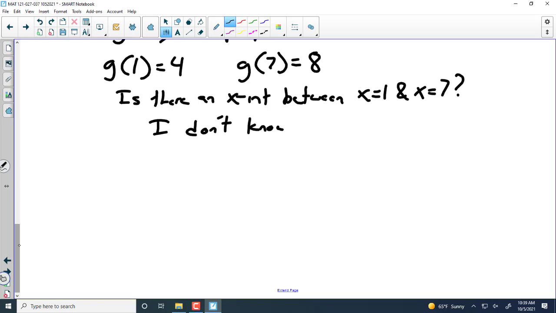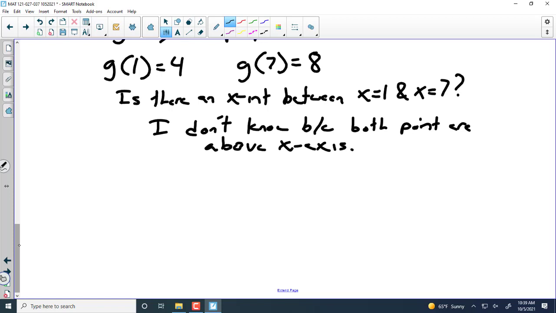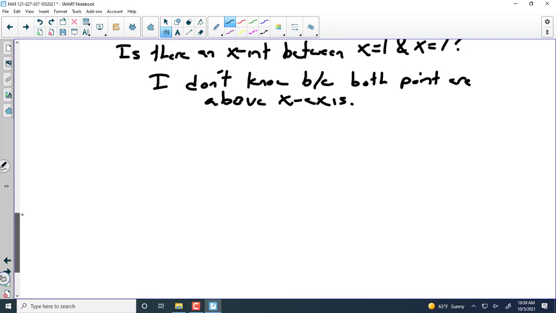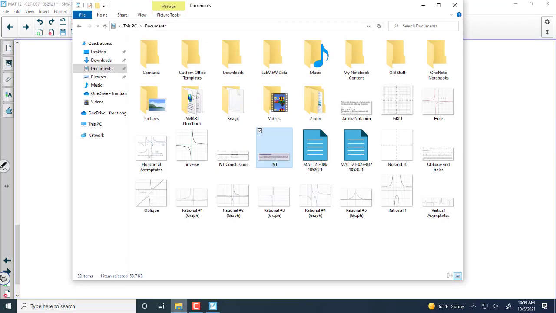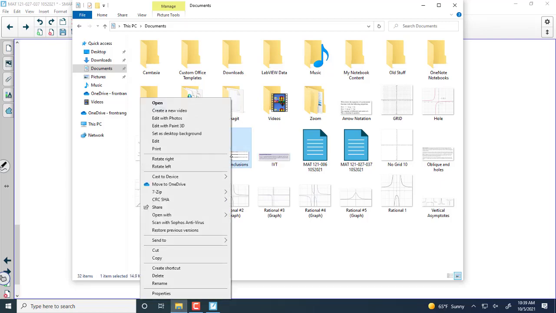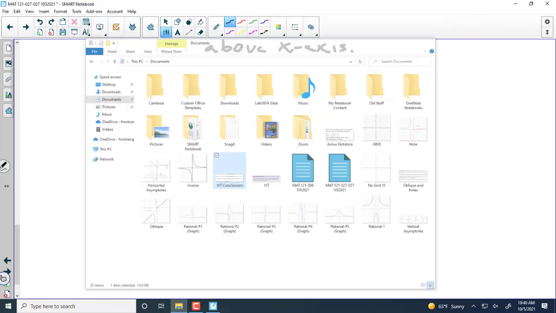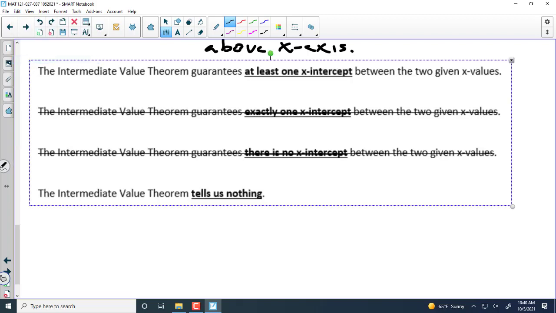I don't know because both points are above the x-axis. So, here's what I came up with for you. When someone asks you to use the intermediate value theorem, there are several things you might want to try and tell people. You might want to say that the intermediate value theorem guarantees at least one x-intercept between the two given x values.